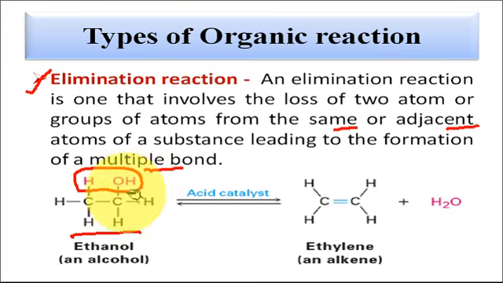Suppose this elimination takes place from the adjacent carbon atoms, so H and OH are removed, resulting in the formation of H2O, and finally ethylene molecule is formed. So this is the type of reaction in which atoms or groups of atoms are eliminated from the parent molecule.